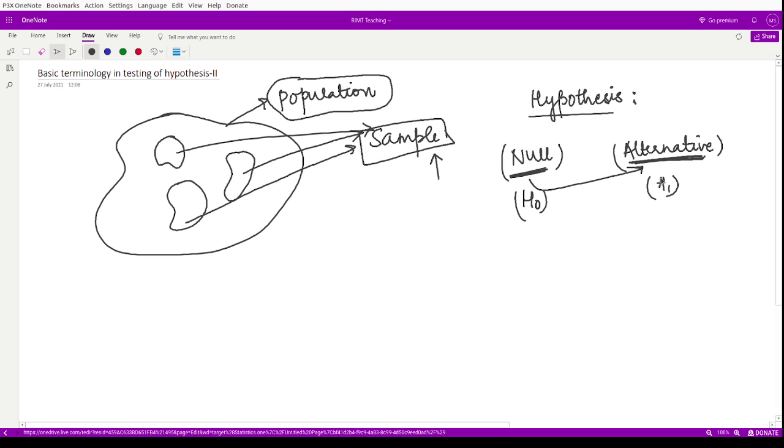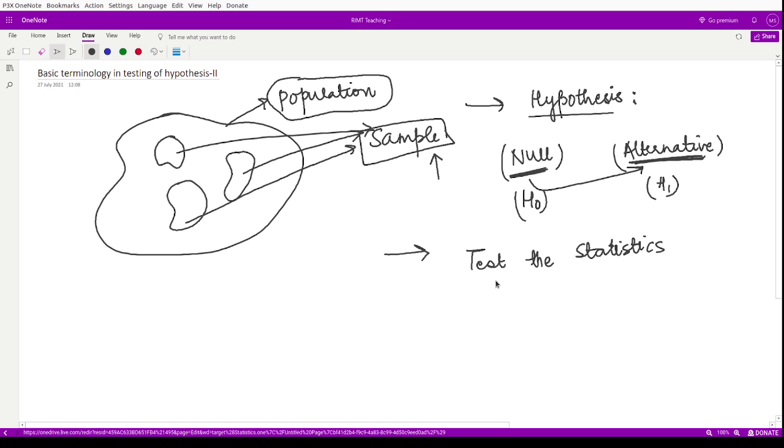We have also seen various kinds of decision errors that one could make, so we had type 1 and type 2 errors. So let's proceed further. Once you have created the hypothesis, the next thing would be to test the statistics.